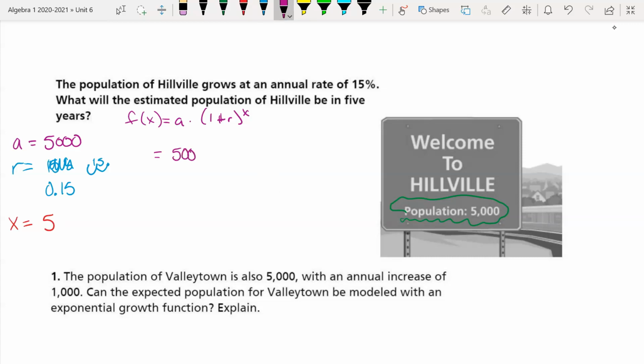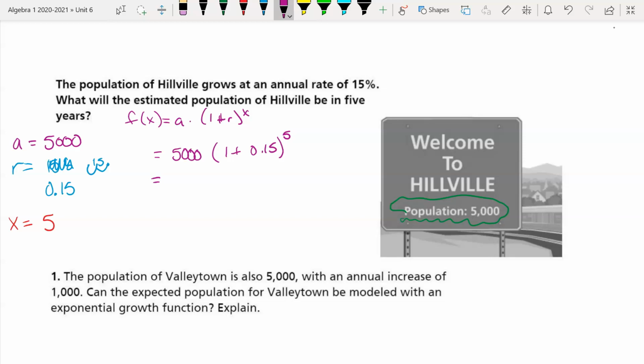So I do 5,000 times (1 plus 0.15) raised to the 5th power. I would do the parentheses first, following order of operations. So I would take 1 plus 0.15 and I get 1.15. And then I'm going to use my calculator to raise it to the 5th power. Press enter, and I just leave it as that weird long decimal. So you should have got 2.011357188 if you're following along and typing this into your calculator, which you should. This will definitely help you. And then I'm going to multiply by 5,000.